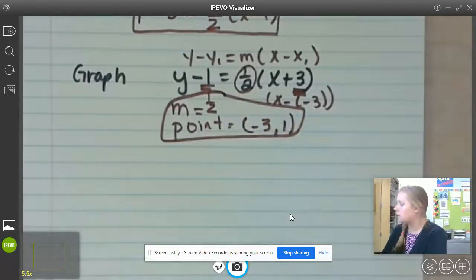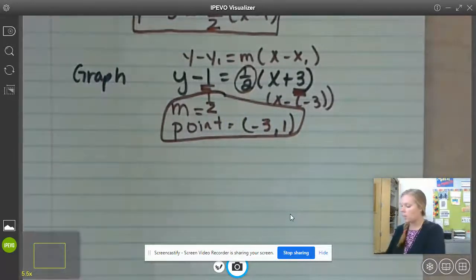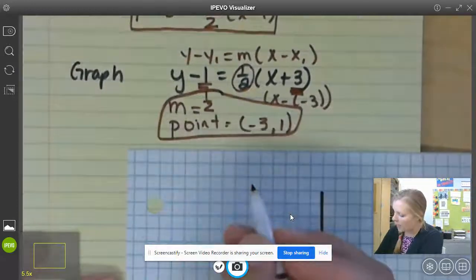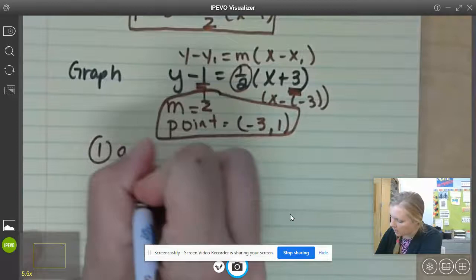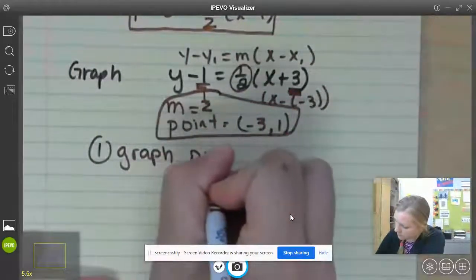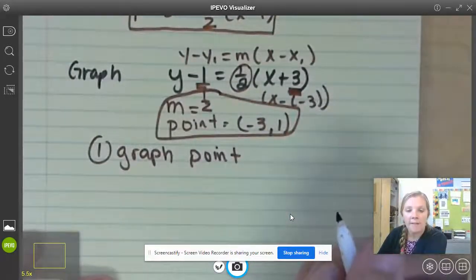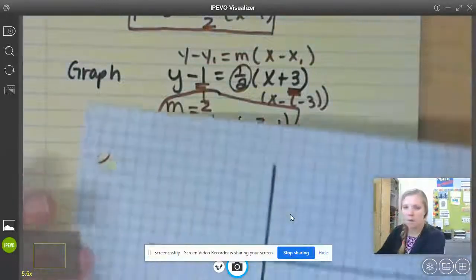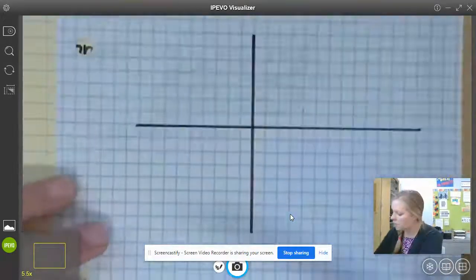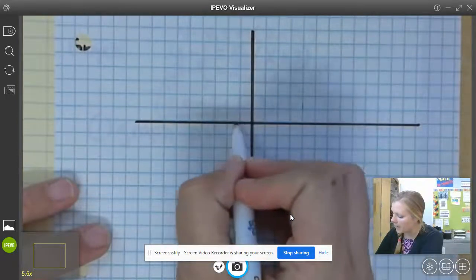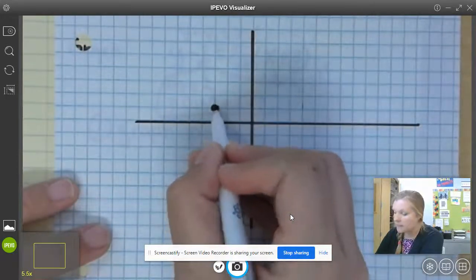Just like with slope-intercept form, we're going to do the same thing. We're going to start by graphing, I'll write this down, graph the point. We're going to graph the point first. So here on my coordinate plane, I'm going to graph the point -3, 1. So I'm going to go to my origin. I'm going to go -3, up 1.